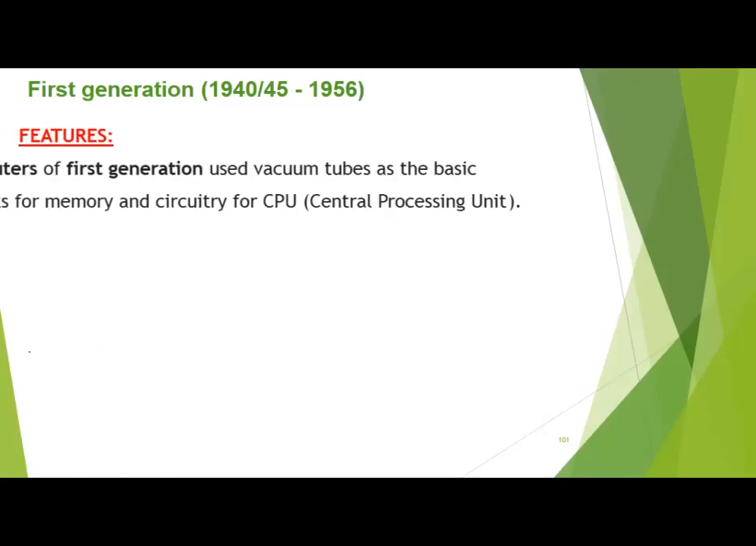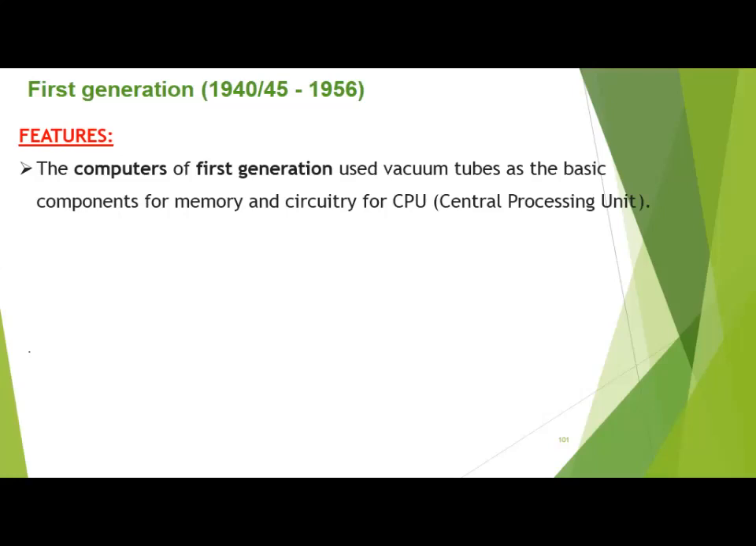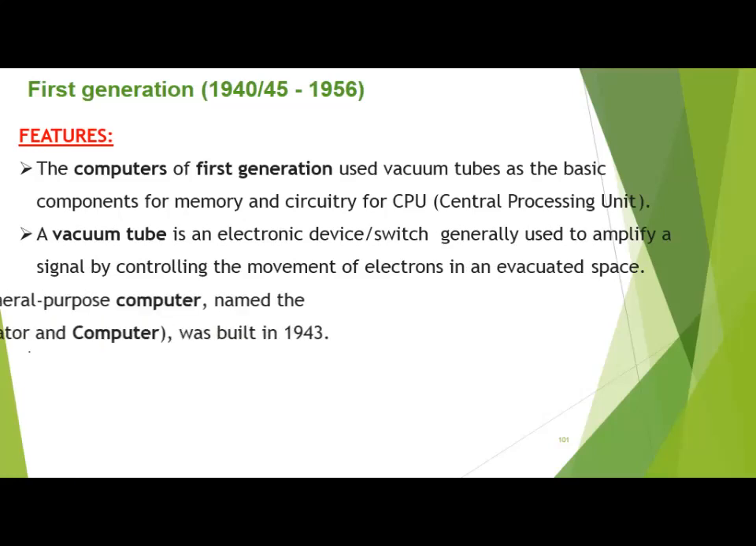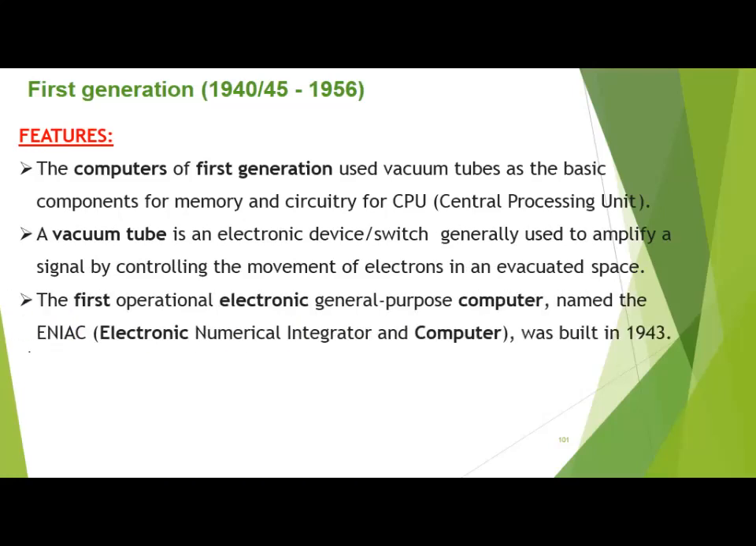Now see its features. The computers of first generation use vacuum tubes as the basic component for memory and circuitry for the CPU. As I told you, these computers are based on vacuum tubes. A vacuum tube is an electronic device or switch generally used to amplify a signal by controlling the movement of electrons in an evacuated space. As I already told you, evacuated space means there are no gases in the space. All gases are removed.